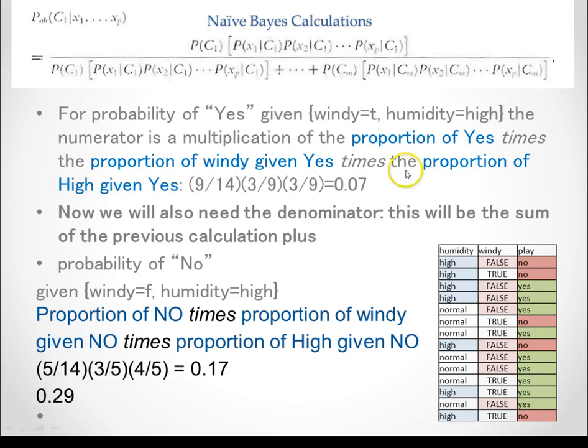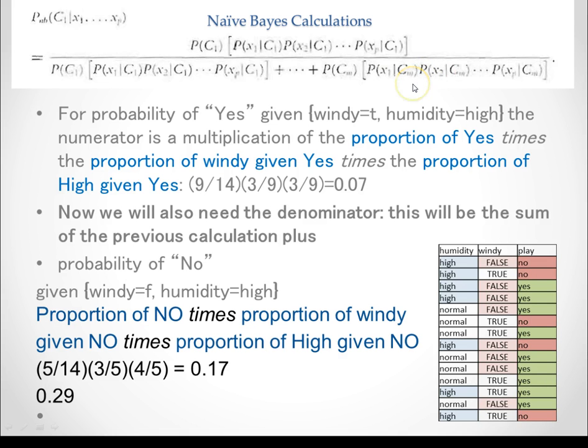Okay? And then the last one is times the proportion of high given yes. So that's the other variable, the humidity variable. So given yes, given the green ones, how many are blue? 3. So that's 3/9. Okay, so we need to do this calculation. That's going to be this top piece here. Okay? Agree? That's going to be the top piece. So I think this is 0.07.